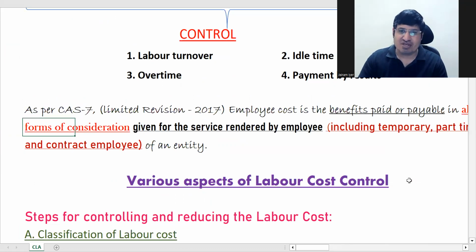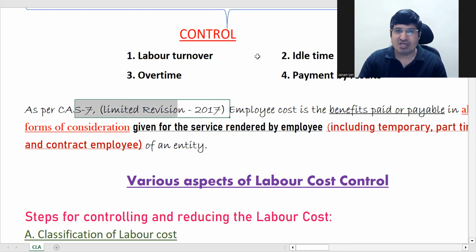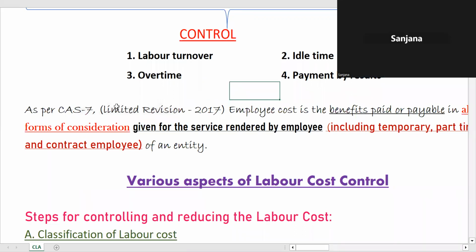The first thing is, this limited revision 2017, there was a little bit of revision in that. That's why it is called a limited revision 2017. So as per CAS 7, which is Cost Accounting Standard 7, limited revision 2017, what is employee cost?